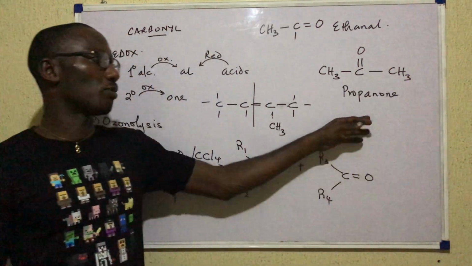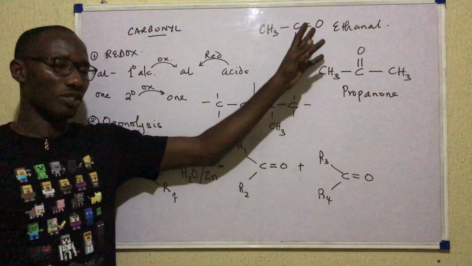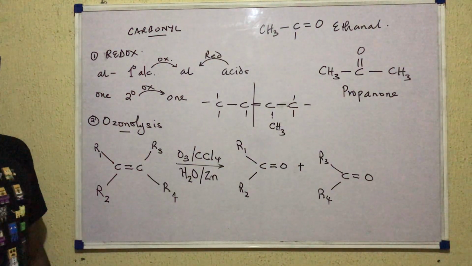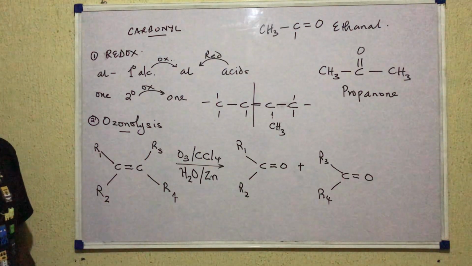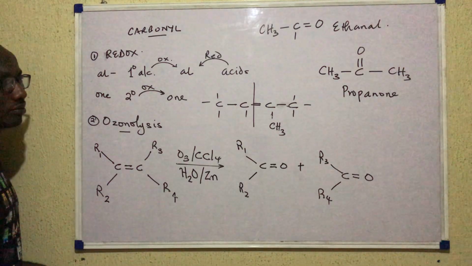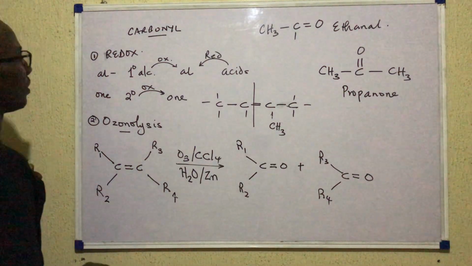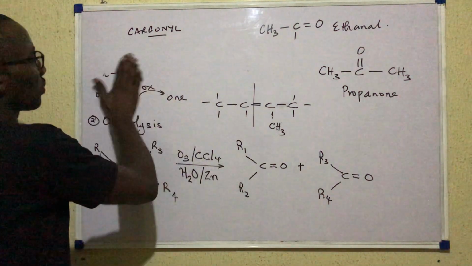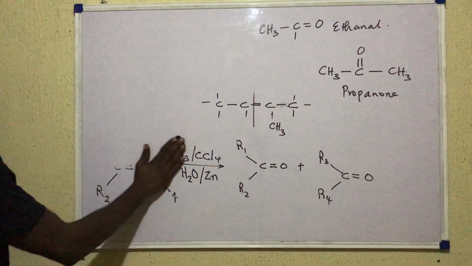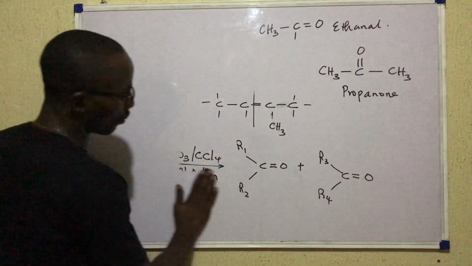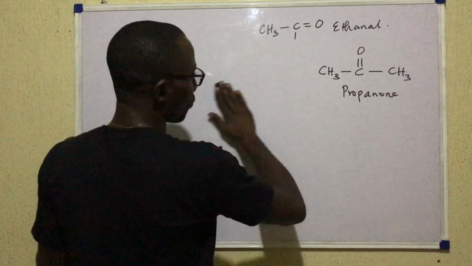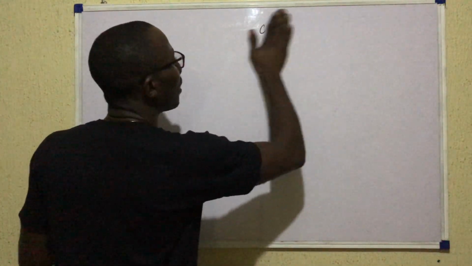So RCOR is propanone, or CH3COCH3 is propanone, whereas CH3CHO is ethanal. So by this, I am able to make alkanals and alkanones, ozonolysis. Beyond ozonolysis and redox, which are two ways of making alkanals and alkanones generally, there are some methods that are specific to alkanals and alkanones. Let's see maybe one or two of each of those methods.